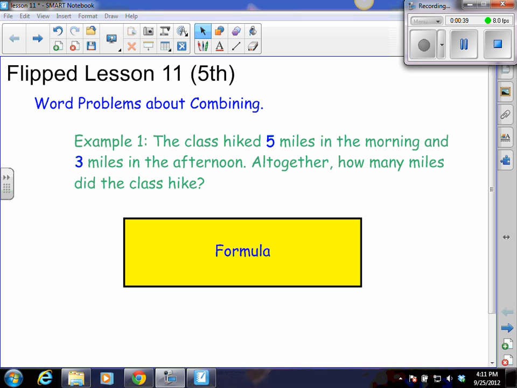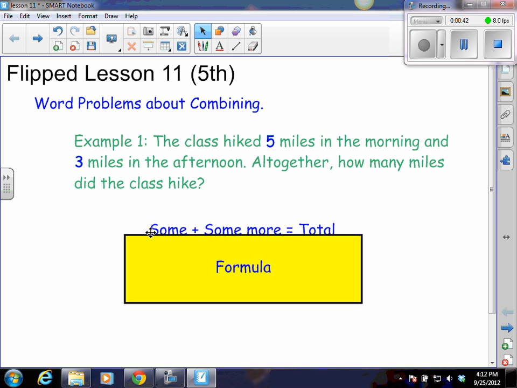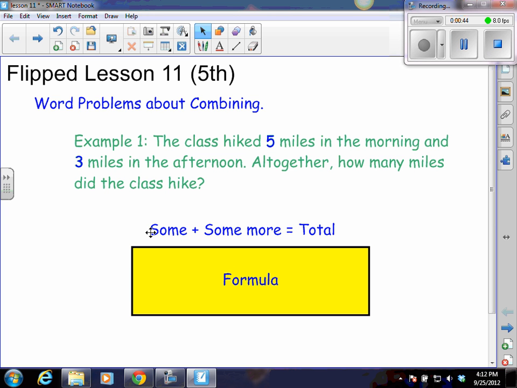This type of math problem has a clear-cut formula that we can reveal. The problem is talking about a sum, which we see right here with the fact that the class hiked 5 miles in the morning, and then the idea of addition, where we're going to add some more, 3 miles in the afternoon. We see that idea right here. And then, of course, the question is asking altogether how much did everything get. So we have this idea of altogether, looking for a total.